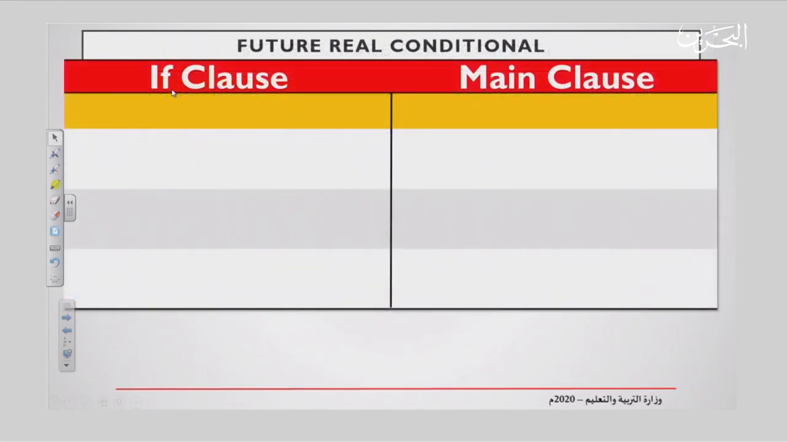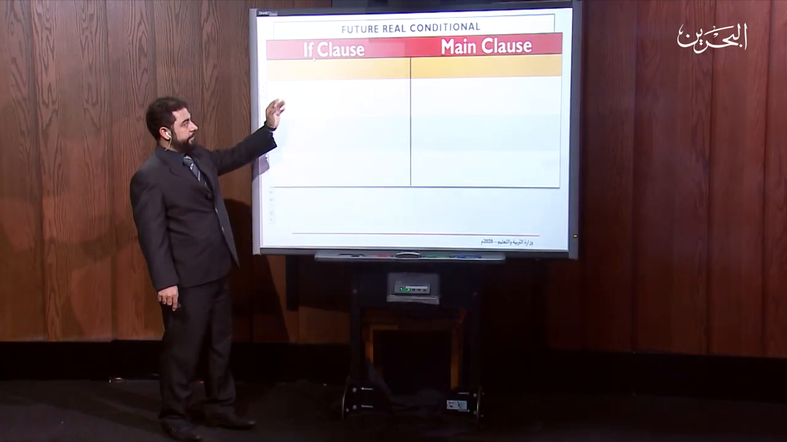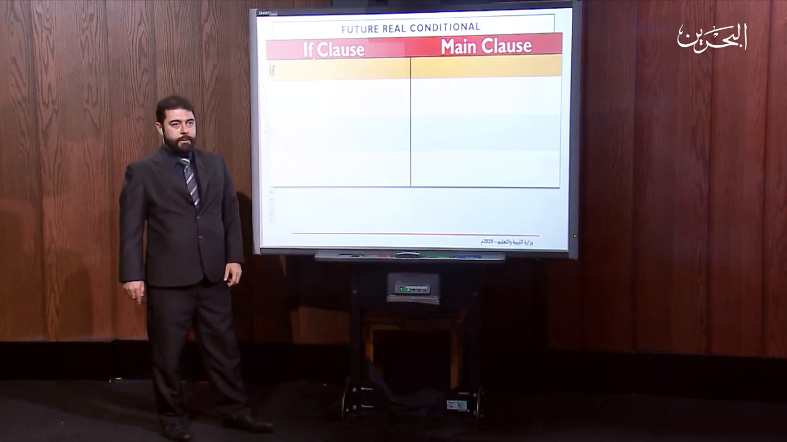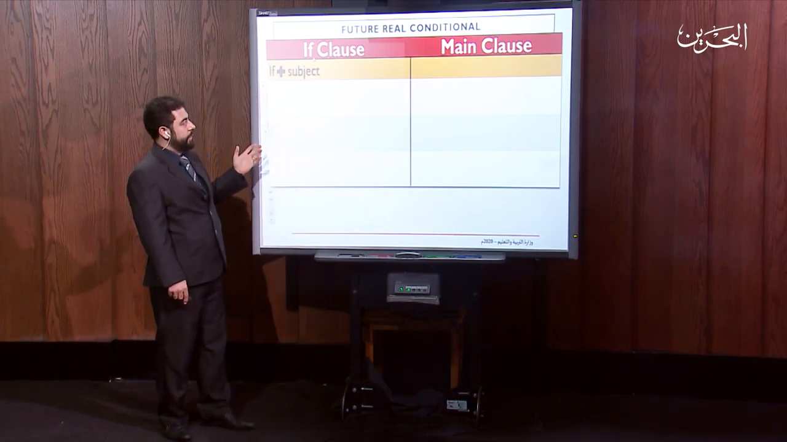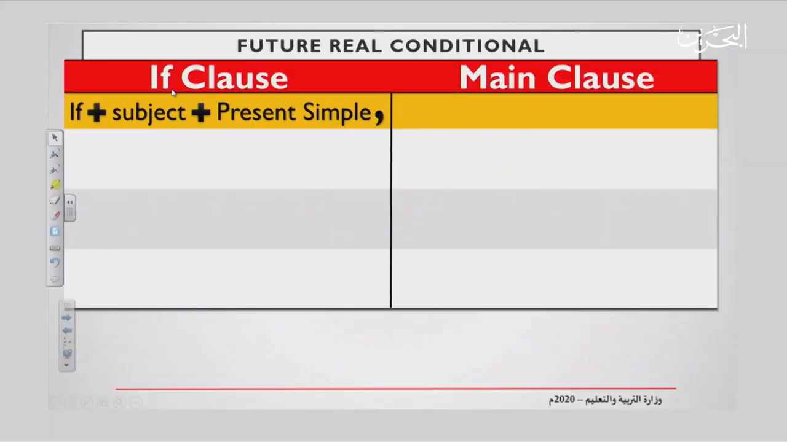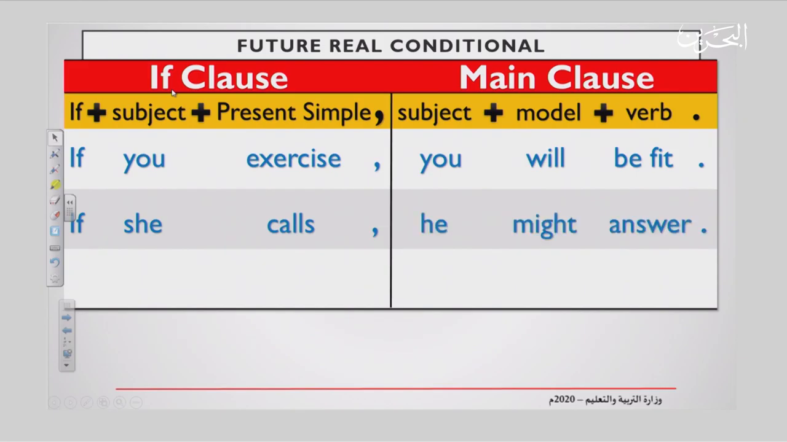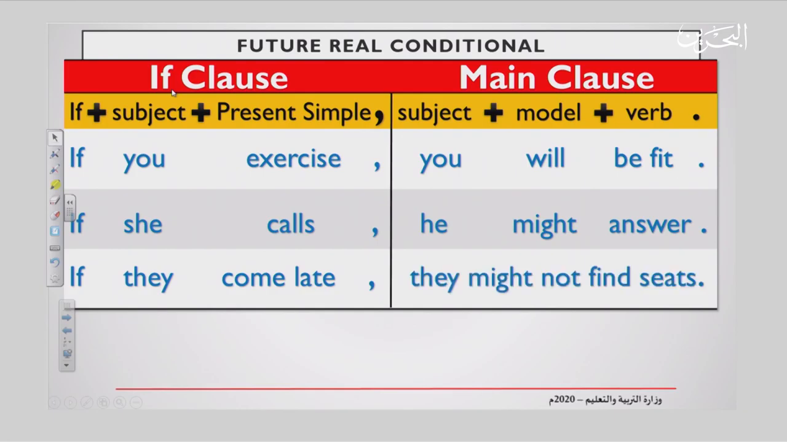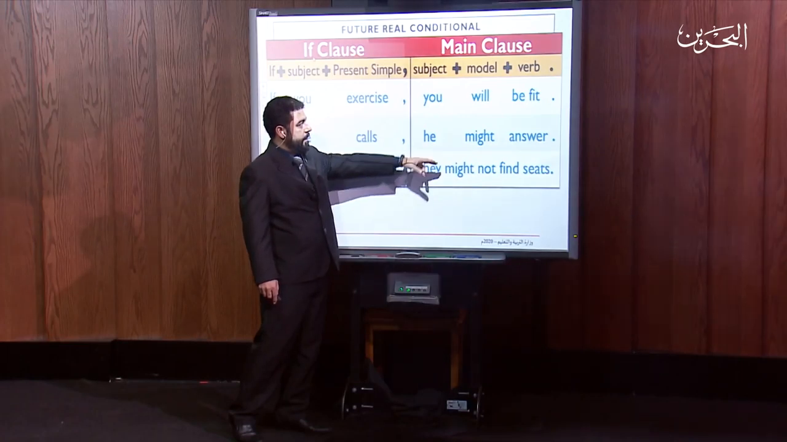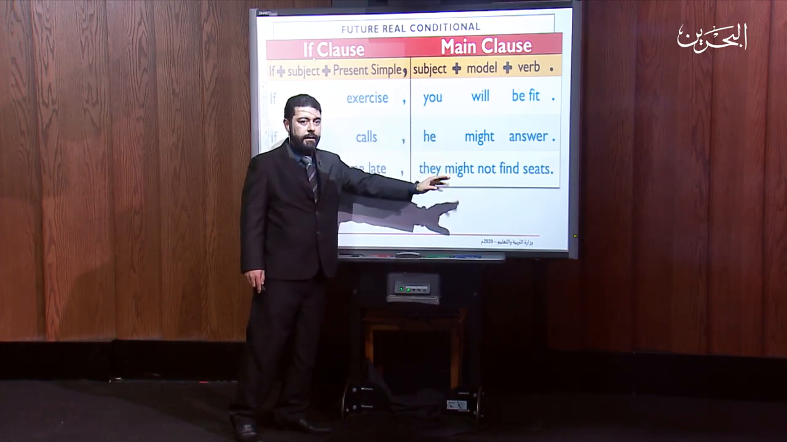Let's take a look how it is formed. We have two clauses. First one is the if clause, and the second one is the main clause. All right, so we start with if plus subject plus present simple, then the comma. Do not forget the comma. Then subject plus modal plus verb, full stop. Let's take a look. If you exercise, comma, you will be fit, full stop. This is the first example. Second one, if she calls, comma, he might answer. If they come late, comma, they might not find seats. So, the subject is here: you, he, they. Modal is will, might, might not. You can even use the negative in this.